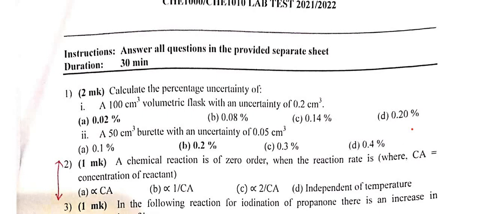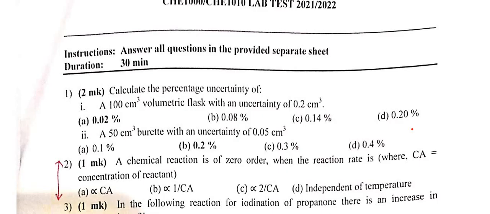The way we go about it: this is going to be part of the stuff you need to go through. In your lab manual, there's a part on errors, the first part, in between the instructions and the safety, I think around page 5 or something. So the percentage uncertainty here is simply going to be the uncertainty given, which is 0.2 cubic centimeters, over the volume given, which is 100, then multiplied by 100.